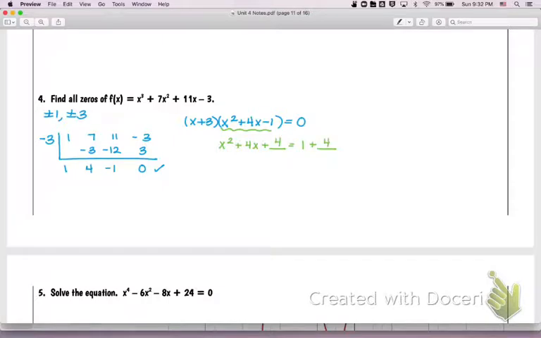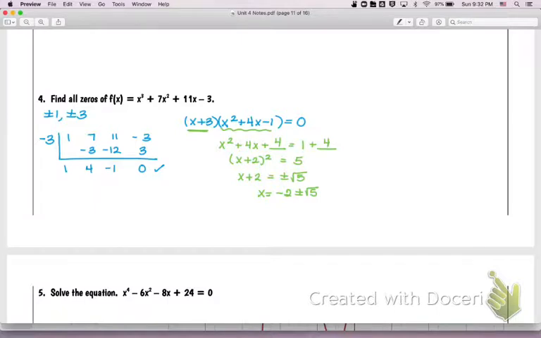If I add it to one side, I have to add it to the other. This becomes a perfect square because we built it that way. And when we square root both sides, we get x plus 2 equals plus or minus the square root of 5. So x equals -2 plus or minus the square root of 5. So there's 2 of our solutions.